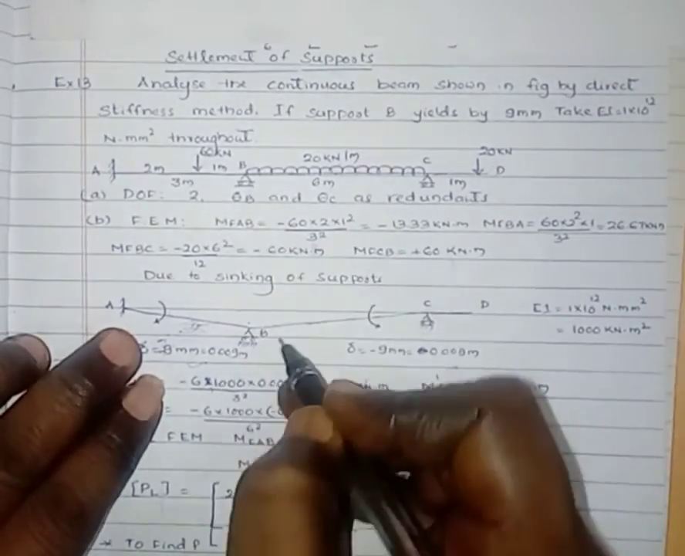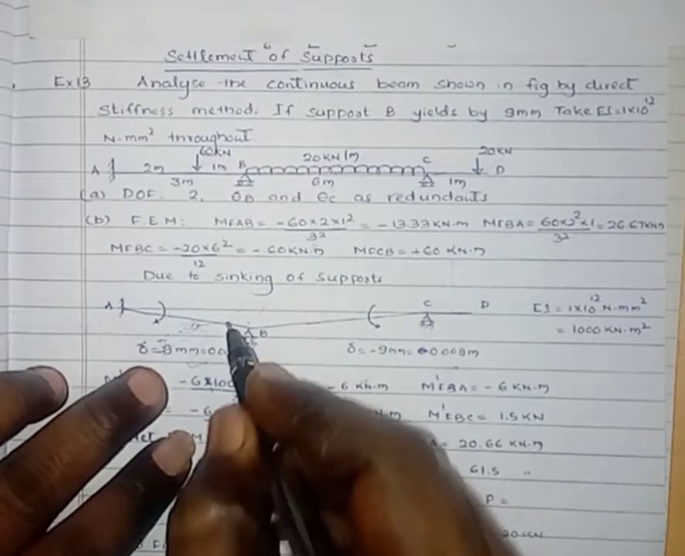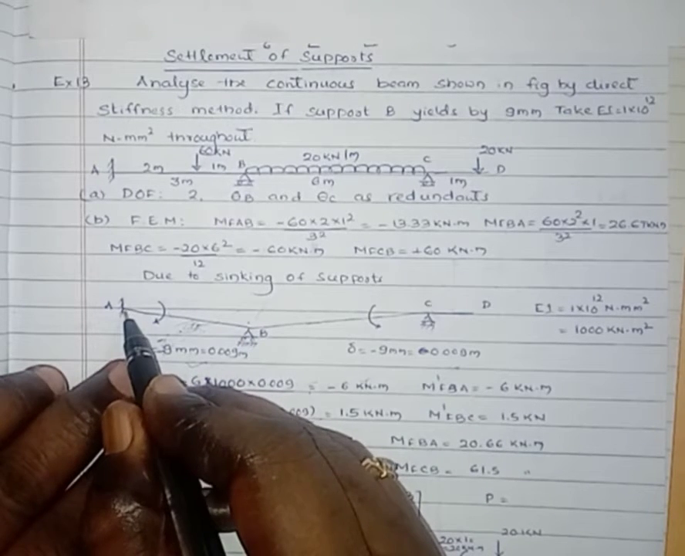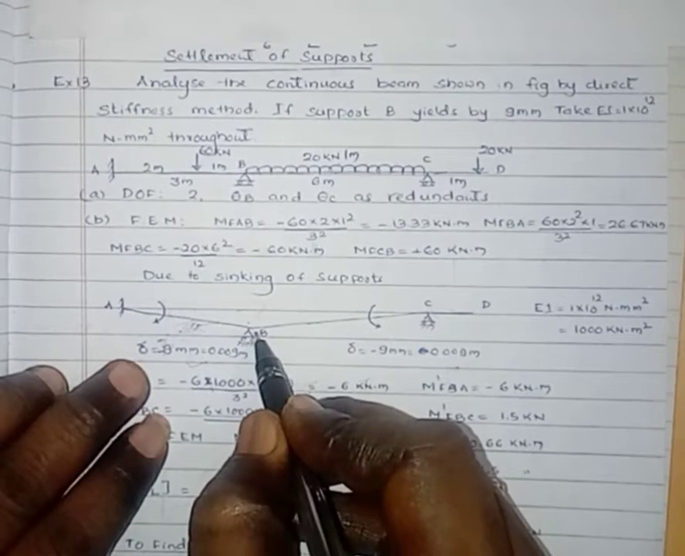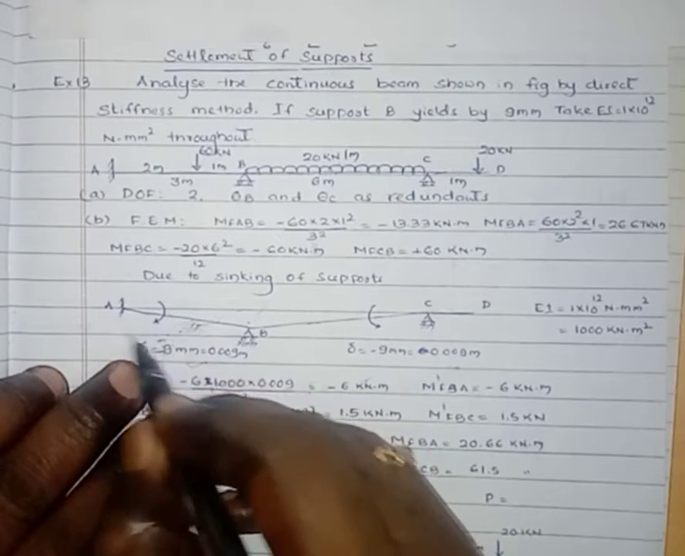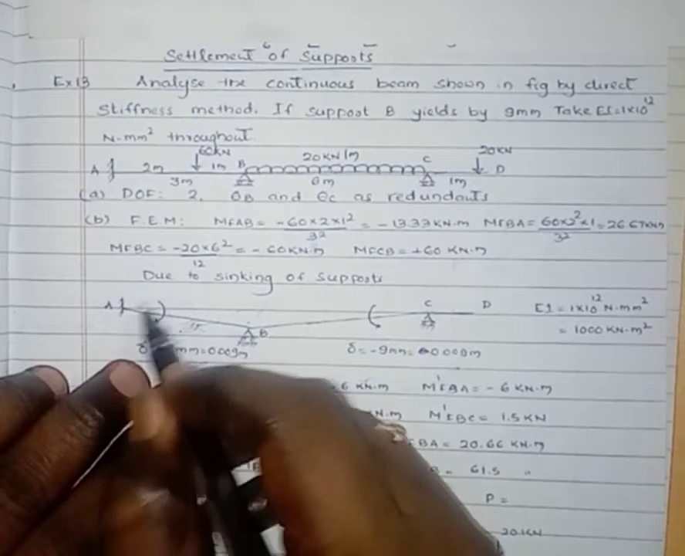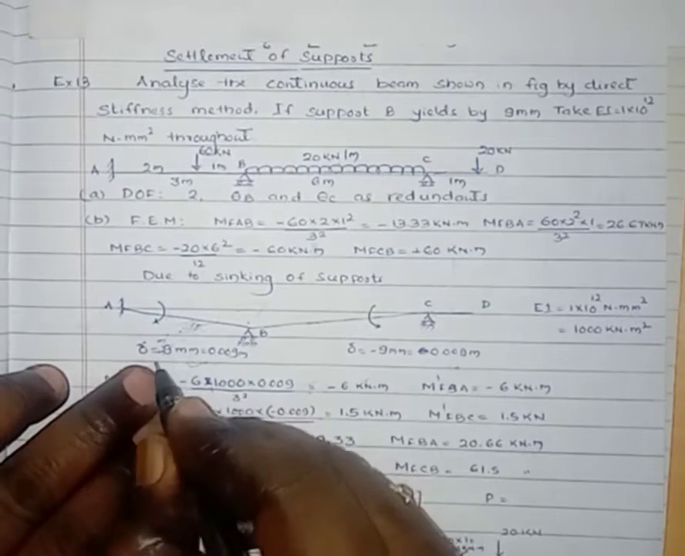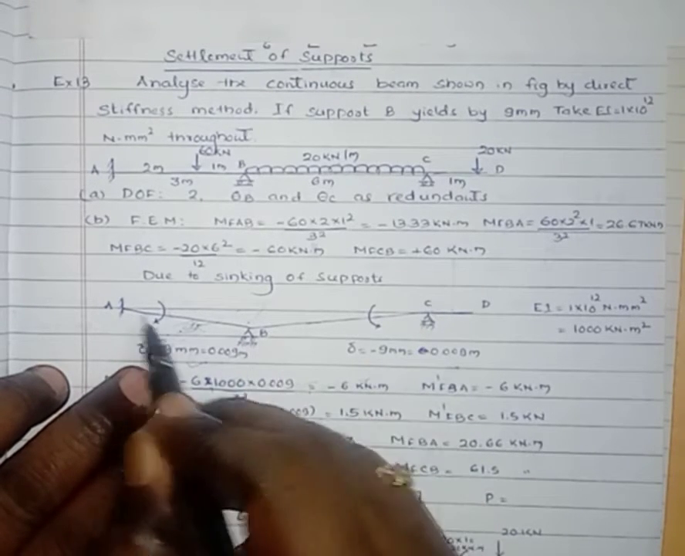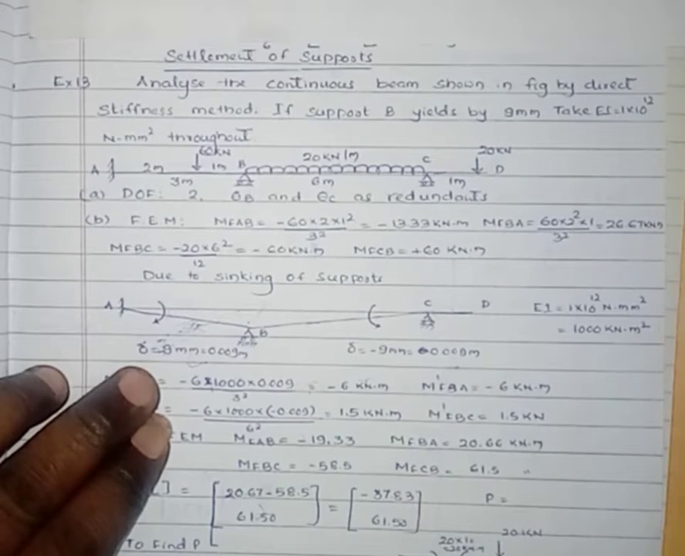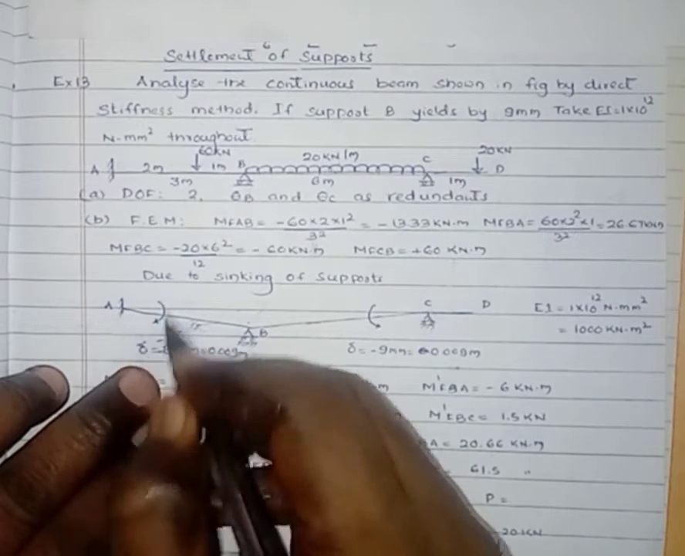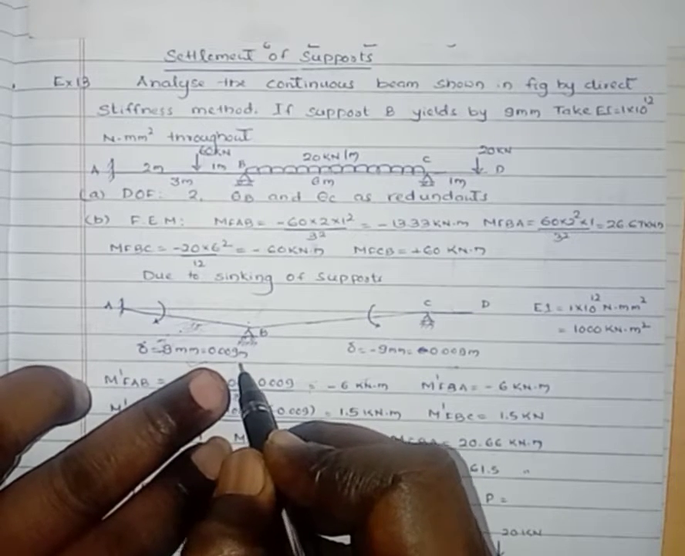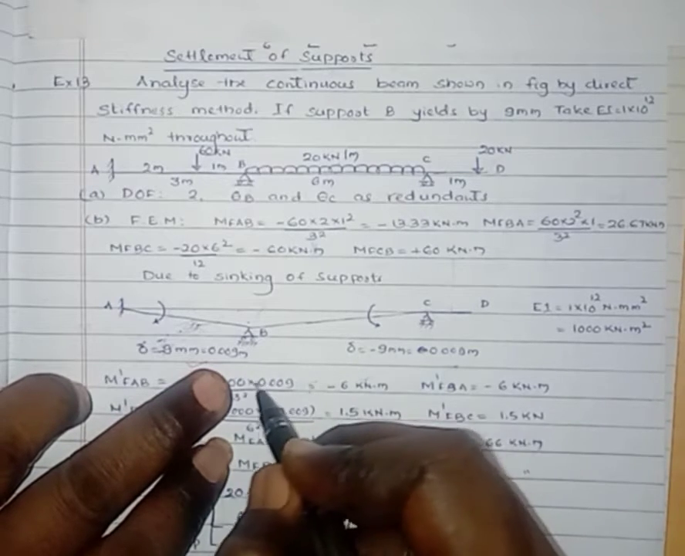Here in this current problem, the support B sinks by an amount of 9 millimeter in downward direction as shown in figure. With the relative movement of B with respect to A, the rotation is in clockwise direction. Here the settlement is 9 millimeter in downward direction. Hence delta for span AB is 9 millimeter since the rotation is clockwise, that is positive, that is 9 millimeter, that equals 0.009 meters. If you convert that to meters, it is 0.009 meters.